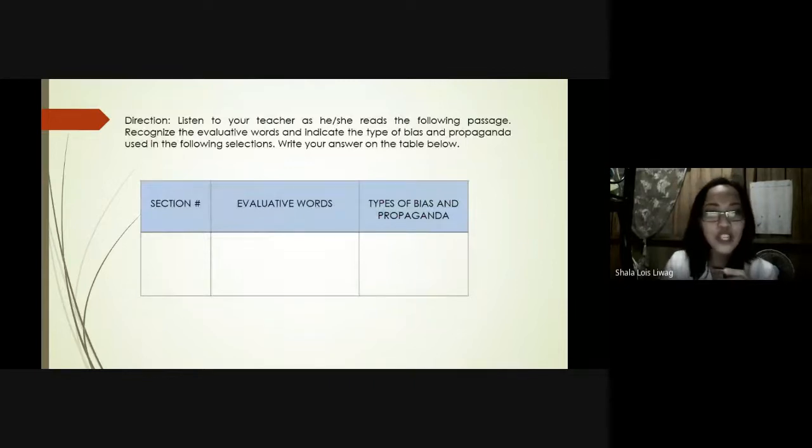In this task, you will listen as I read the following passage. Afterwards, identify the evaluative words and the type of biases and propaganda used in the following selections. Write your answers on the table below. Are you ready? Then let's begin.